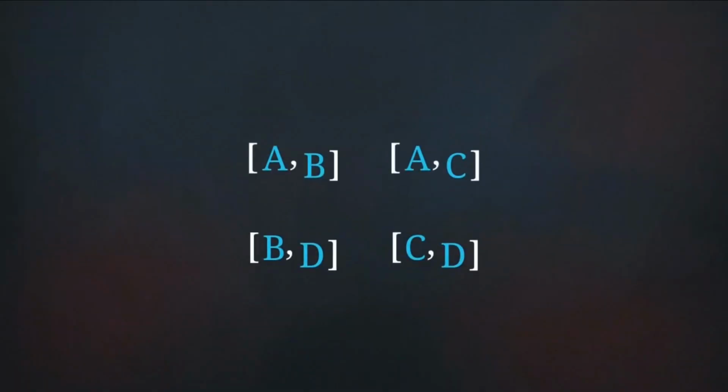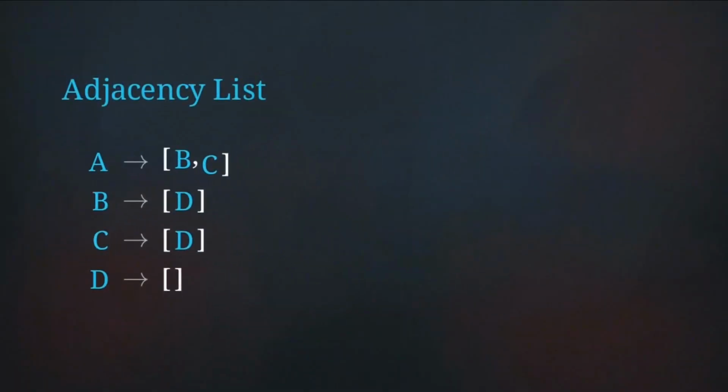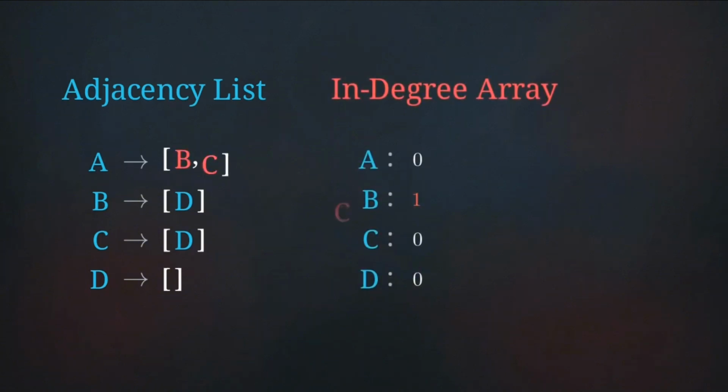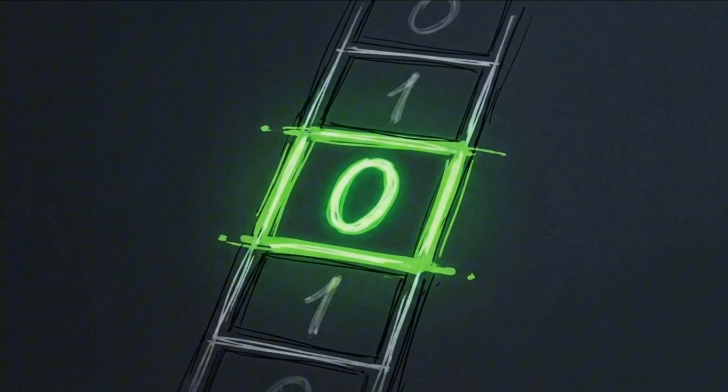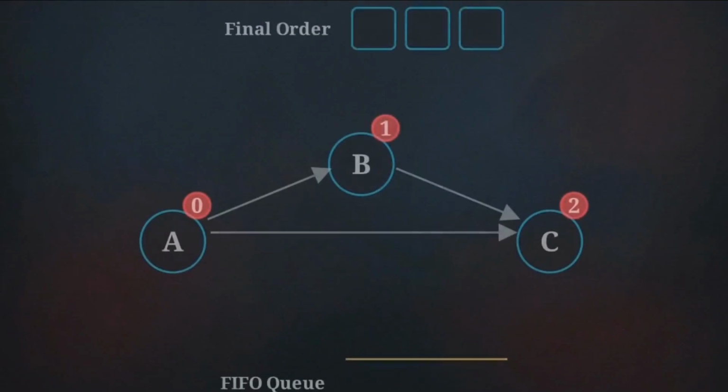Instead, we parse those raw pairs into an adjacency list that stores the outgoing connections. Alongside it, the in-degree array tracks the total count of incoming dependencies for each node. By calculating these values first, the system identifies which modules currently have no dependencies remaining. This is our FIFO queue engine.